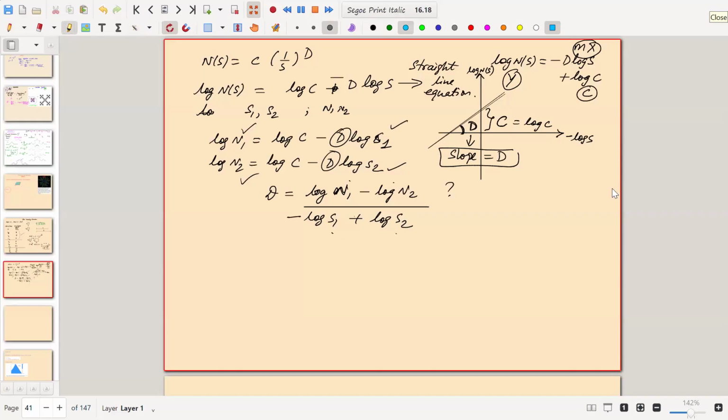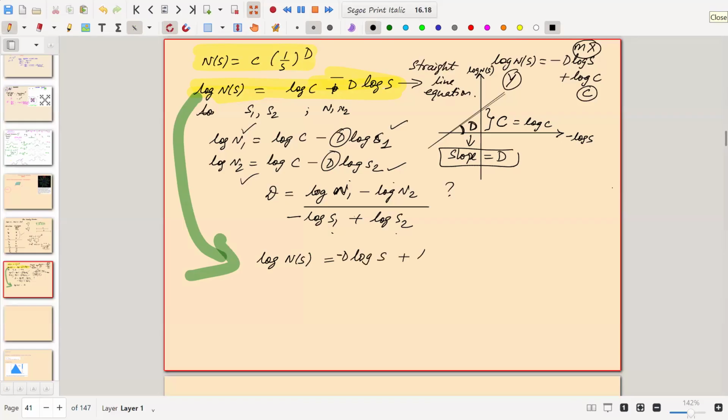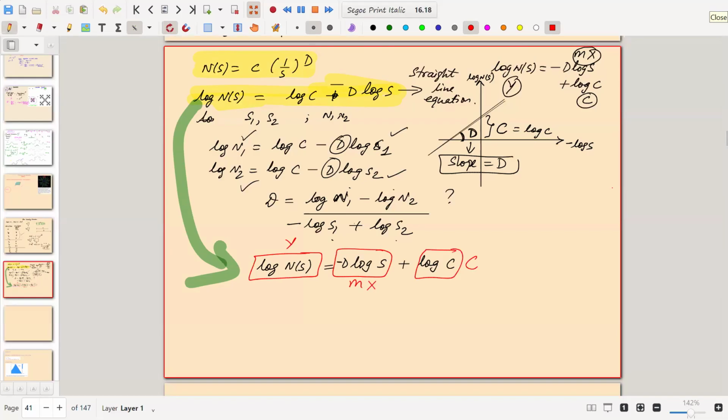Okay. So let me use some highlighters. We had this equation, right? From this equation, I applied log and I got this equation. Agree? Now, can you look at this equation as a line equation of the form y equals mx plus c? If you see it as a line equation, you get log N of s is equal to minus d log s plus log c, right? So think of this as y, this as mx and this is c. Can you think of it as a line now? y equals mx plus c.